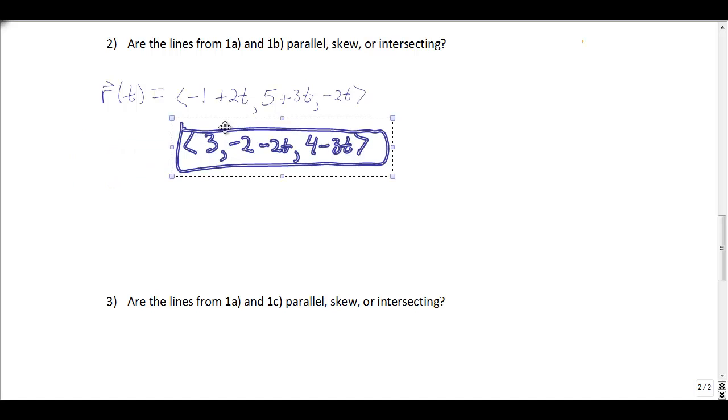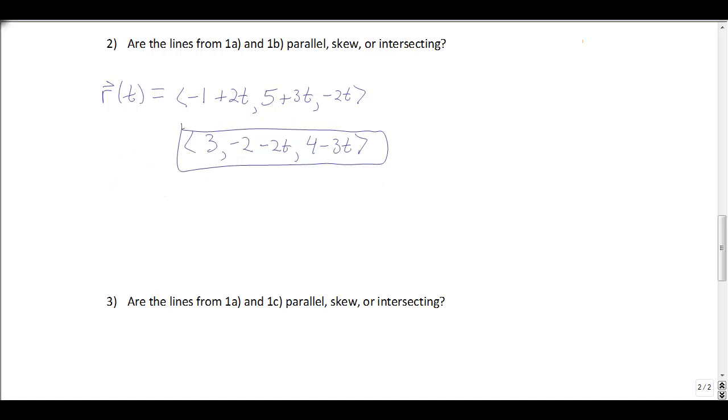I guess I didn't get the R of t equals here. So let's do the R of t equals. Now I could call this R1 of t and R2 of t. Put a better arrow there. R of t. So just to say we have two different lines here. And now our question here, are these lines parallel, skew, or intersecting?